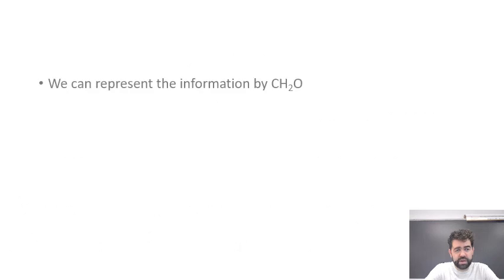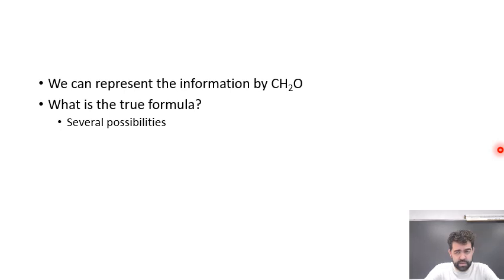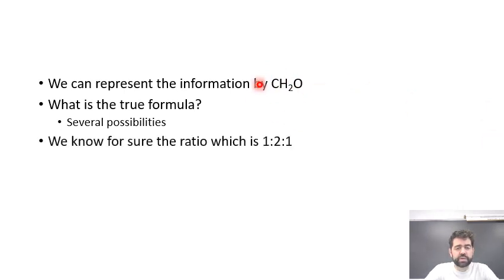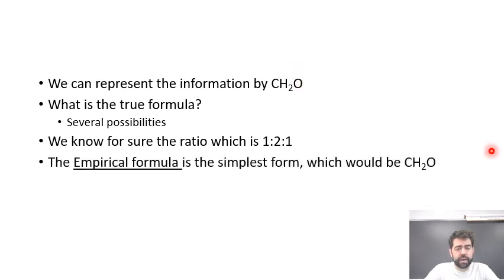So that being said, we can represent the information as C and O having a 1 as a subscript and H having a 2. There are some possibilities we would have as the formula, but this is the simplest formula. So we know the ratio is a 1 to 2 to 1 ratio, all right? This is called the empirical formula. It's the simplest formula. It's kind of like the reduced fraction in math, the simplest one you've got.